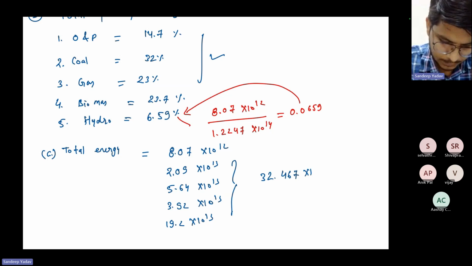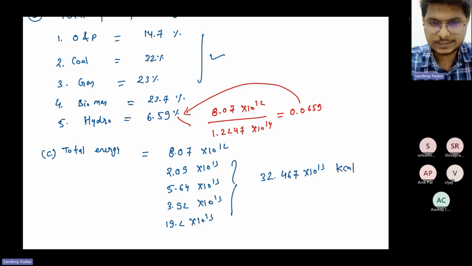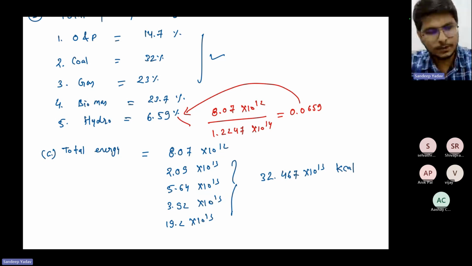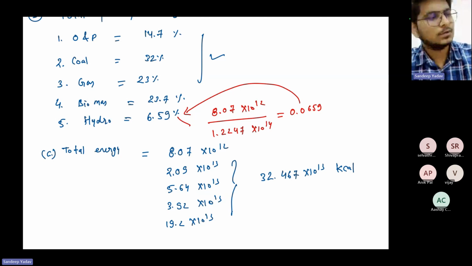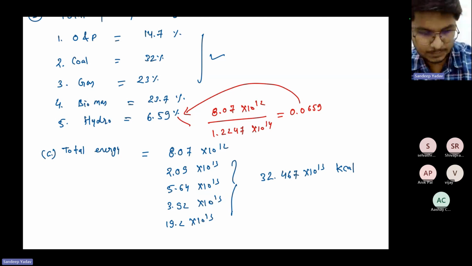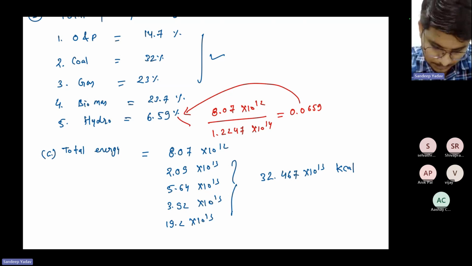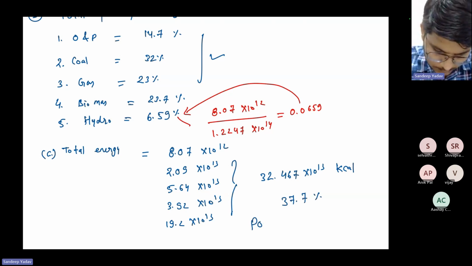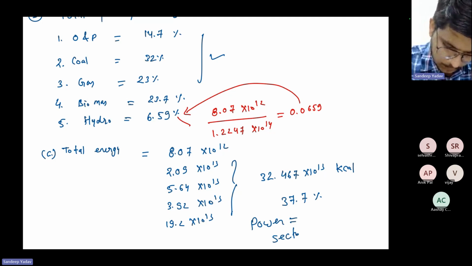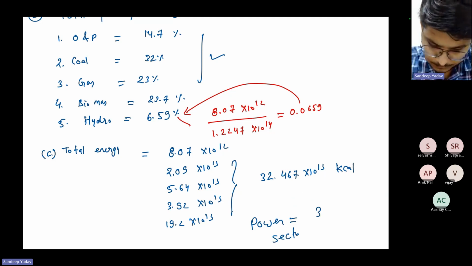13.467 into 10 raised to power 13. I'm just going very fast because simpler questions we have already solved last week. I'm just going to cover more things in this section, so it's just a revision of whatever we have covered. So this is the total power sector, and it is 37.7%.